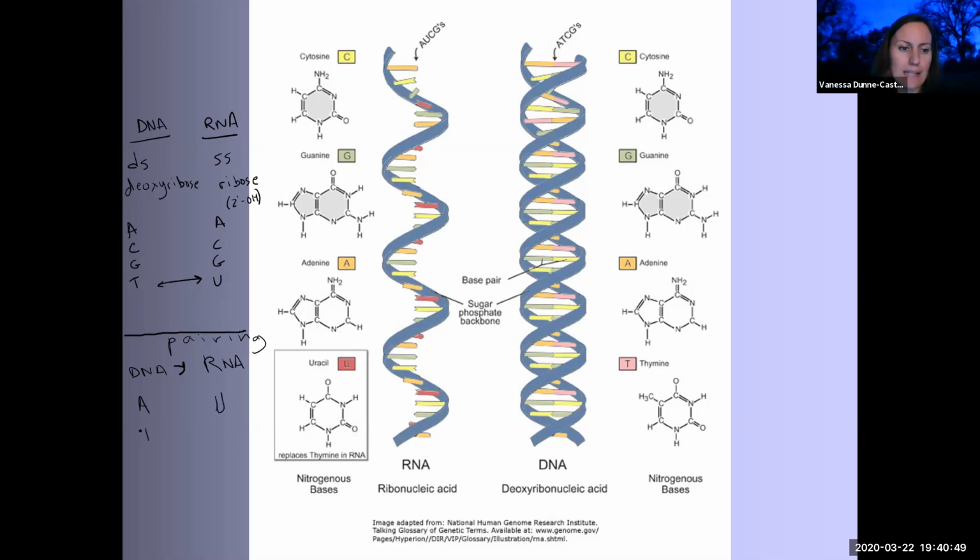When DNA has a thymine, then RNA will pair with an adenine. When DNA has a cytosine, RNA will pair with a guanine. And when DNA has a guanine, RNA will pair with a cytosine. Okay, so you do still have the same rule of pairing here, just with this one exception, where instead of thymines binding to adenines, we have uracils instead.